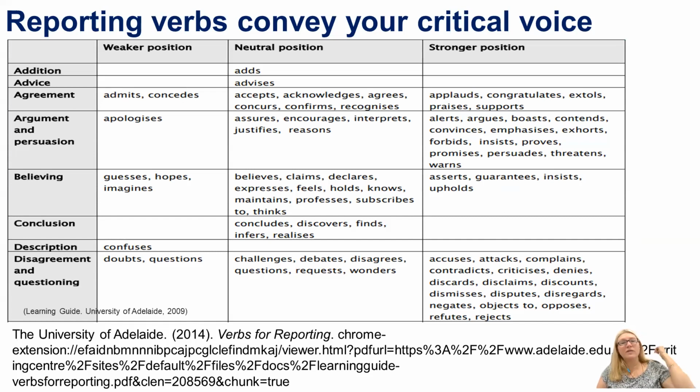Okay, so weaker position, neutral, and strong position. You're using those to show your critical analysis, all right? So if you think a previous study hasn't really done enough, you can use more neutral ones, so claims, believes, expresses. If you think a seminal study has done something really great, you're going to take those stronger reporting verbs.